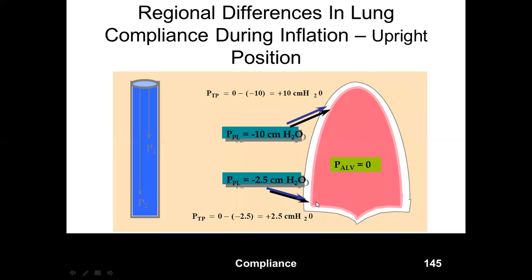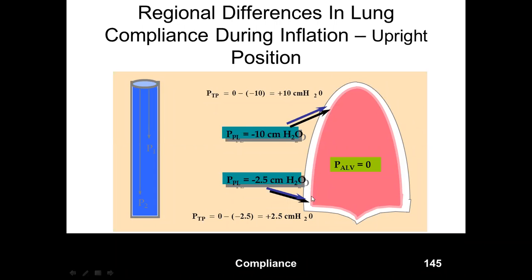Functional residual capacity is when you are at the end-expiratory level. You are not taking in any breath. You are about to inspire. At the point where you are about to start inspiration, the transpulmonary pressure is bigger at the apex than at the base. 10 versus 2.5. You remember that we said that the alveolar volume depends on the transpulmonary pressure.